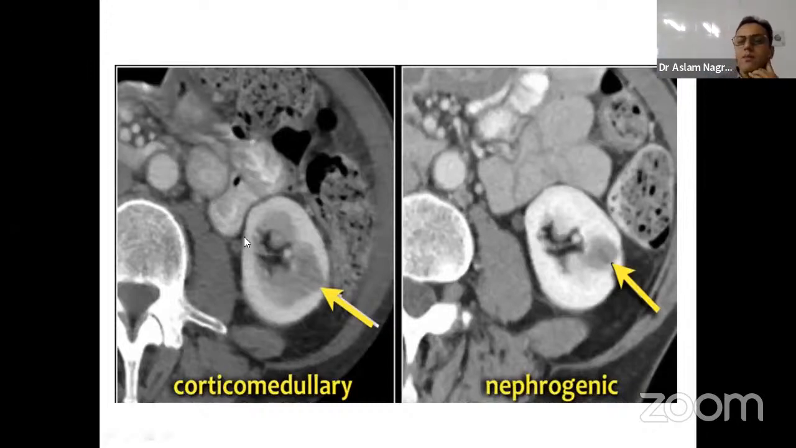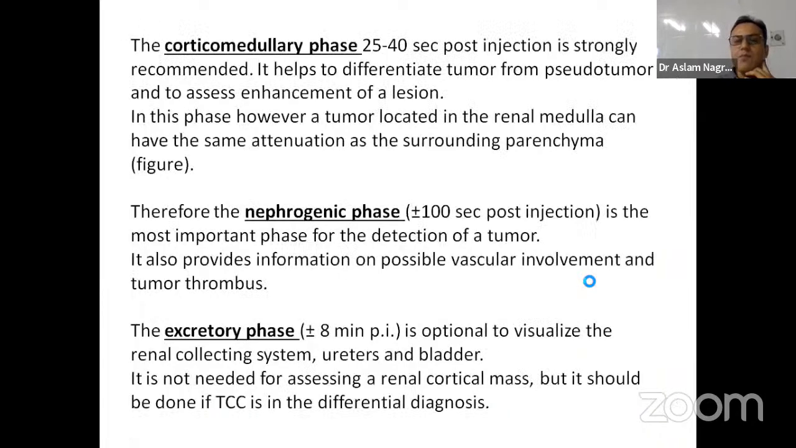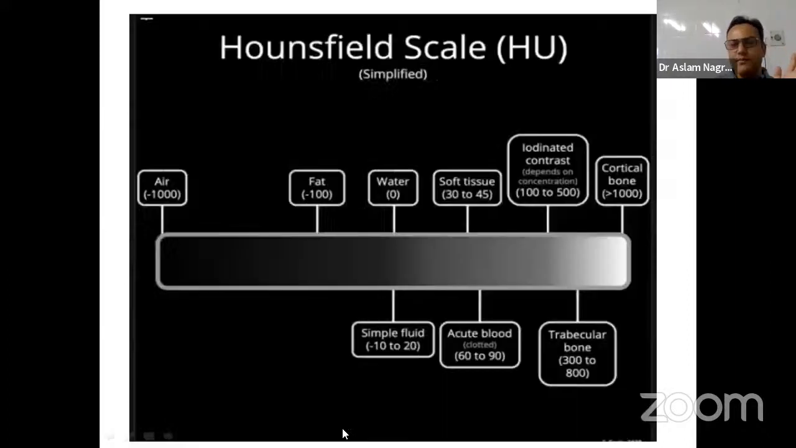So this is an image which is clearly depicting what you can miss on the corticomedullary phase. So this is a corticomedullary phase. This lesion is completely missed on this image. When you do a nephrographic phase, you can recognize it. So this is the importance, and this we have already covered. In 25 to 40 seconds, we do a corticomedullary phase. In around 80 to 120 seconds, we do a nephrographic phase. And after 8 minutes, we can take an excretory phase.